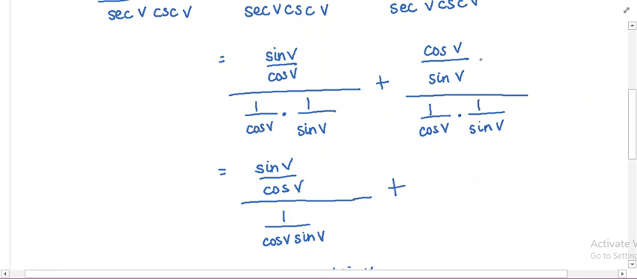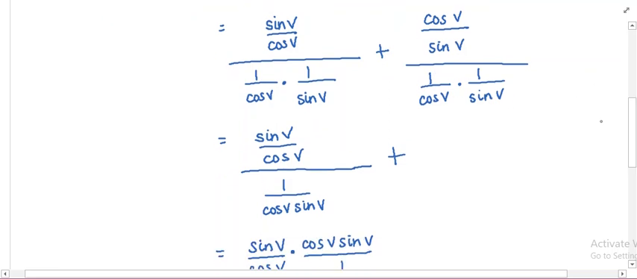Okay, all right, so now I'm working with cosine of v over the sine of v all over 1 over the cosine of v times 1 over the sine of v. We're basically paralleling the steps from the previous fraction. We're going to leave the numerator alone, cosine of v over the sine of v. And then in the denominator, we are multiplying two fractions. So if we multiply across the top, 1 times 1 is going to give us 1. Multiply across the bottom, cosine of v times the sine of v.